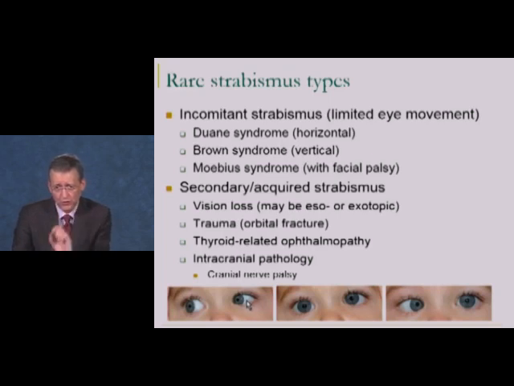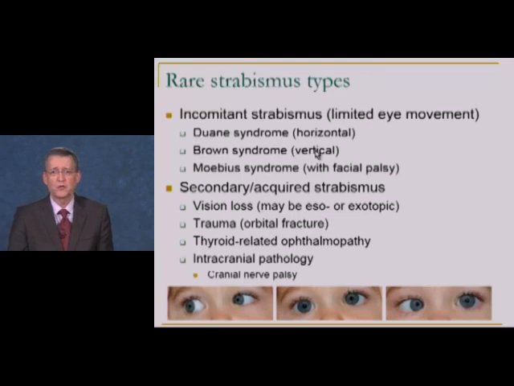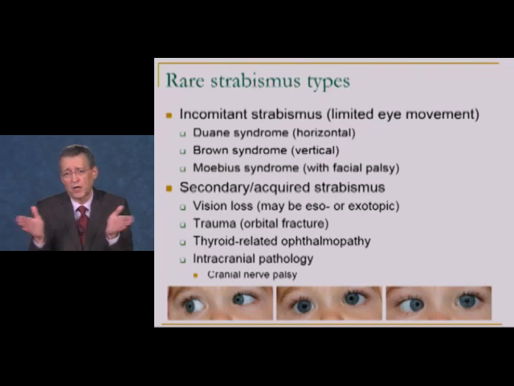So we know it's more than just a nerve palsy, that there's disinnervation. But anyway, that's an incomitant deviation, different in left gaze than it is in right gaze. Brown syndrome is a vertical incomitant deviation that's related to the superior oblique not sliding through the trochlea properly. Mobius syndrome patients have very little abduction because they have bilateral 6 palsies, and they have facial palsy too.